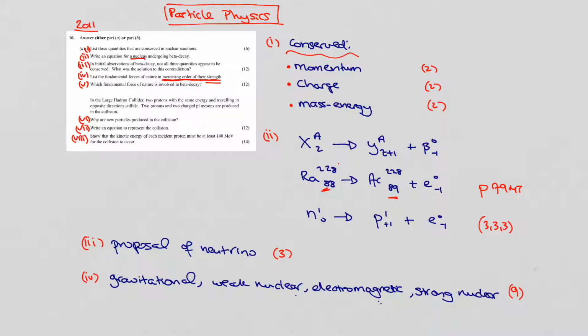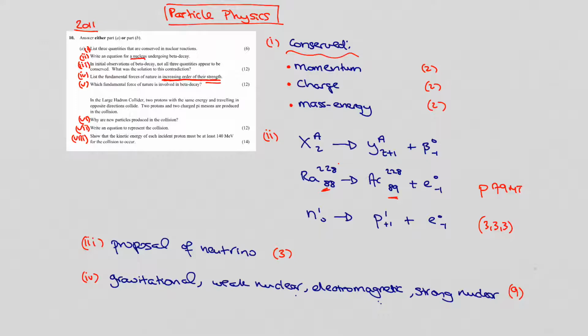So again, that's broken down into 3 parts. If you've named any 2 correctly, we'd get 3. Then if we have named 4 correctly, we get 6 marks. And of course, then if we have the correct order, we get those last 3 marks.